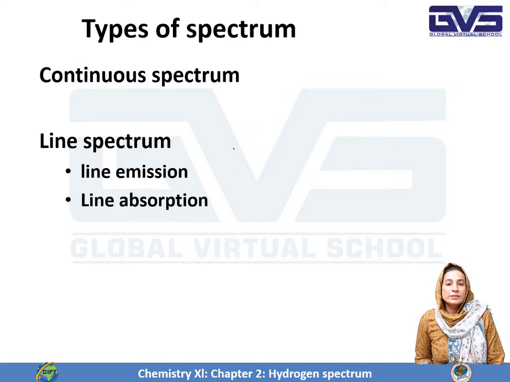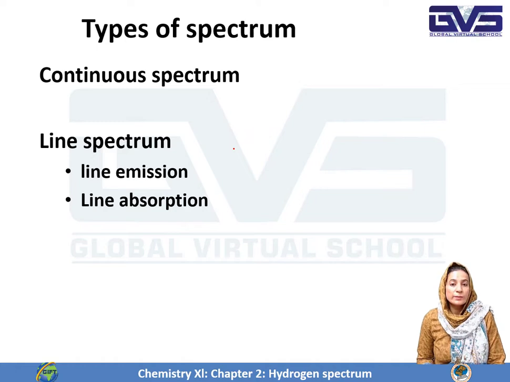Another type is the line spectrum. Line spectra are those in which there are proper demarcations, and the lines are properly separated. They have two further types, line emission and line absorption. Atoms are usually characterized by line spectra, like the hydrogen spectrum and sodium spectrum, and I will explain in this topic how they give line emission and line absorption.